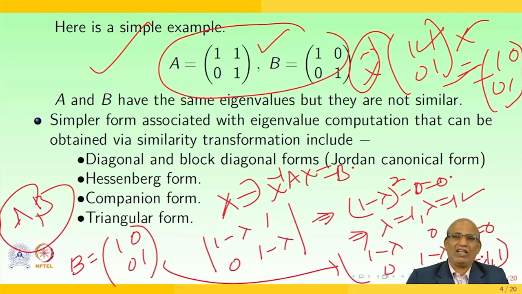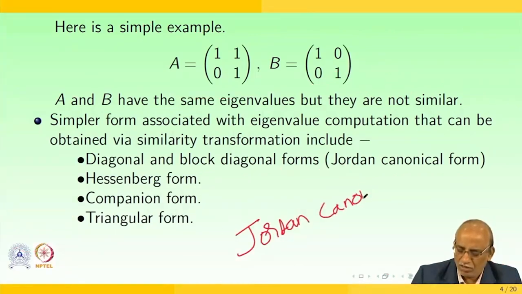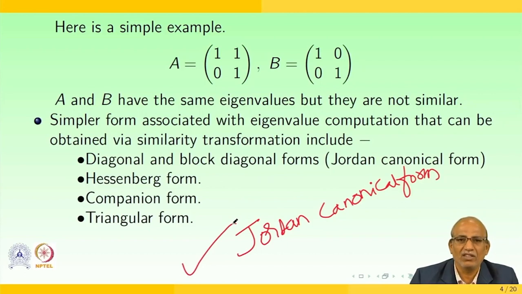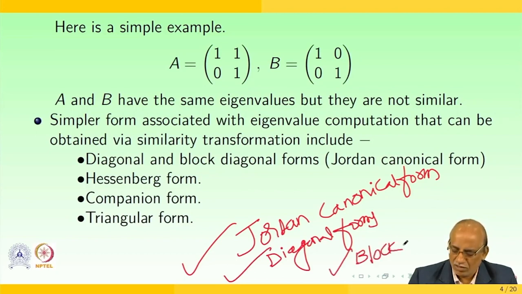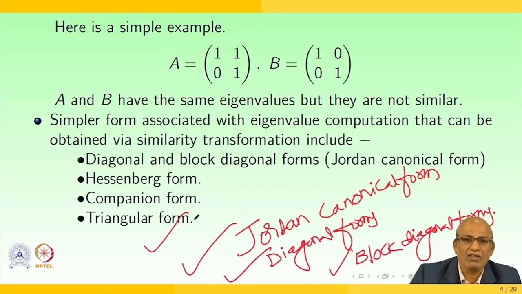Now, if you go in this direction, simpler forms associated with eigenvalue computation that can be obtained via similarity transformation include diagonal and block diagonal forms, that is the Jordan canonical form. That is one way of doing it. Diagonal forms, block diagonal forms. Then you also have the Hessenberg form.